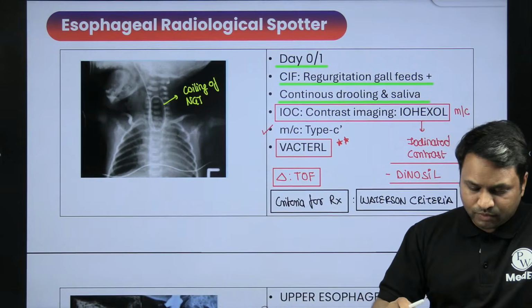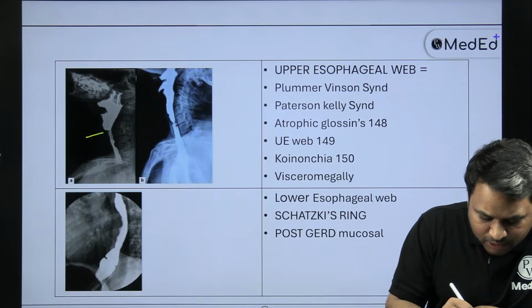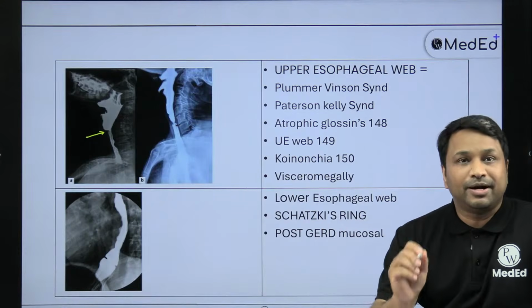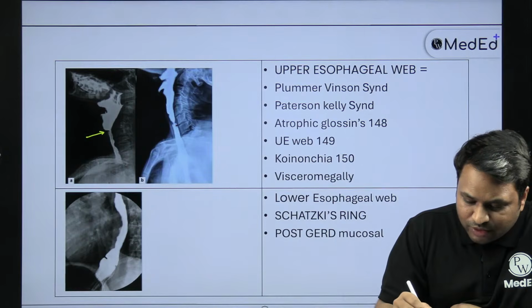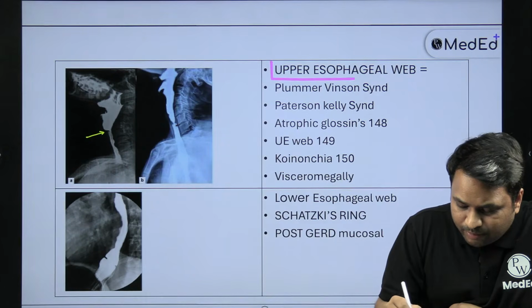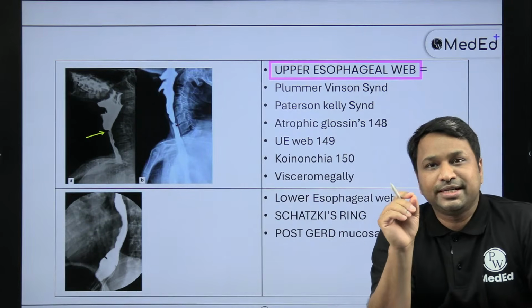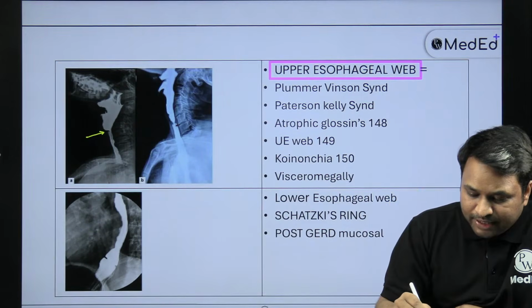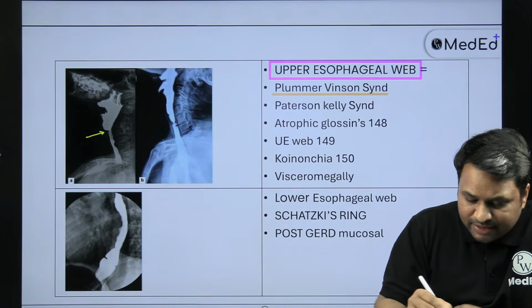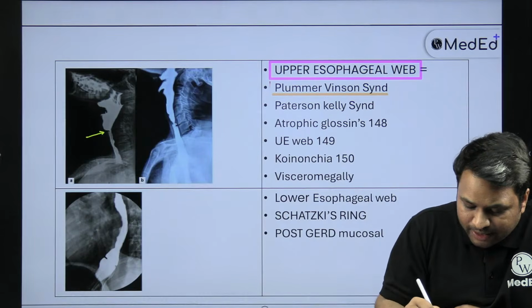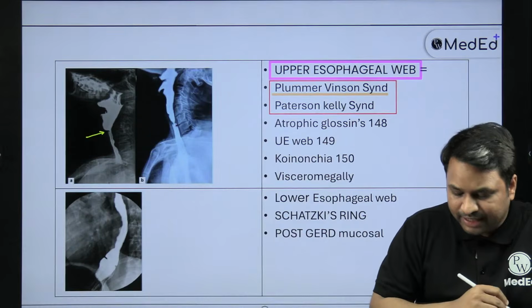All right. The next spotter that you can see is this mucosal narrowing which is present in the upper part of the esophagus. Now, if you have the mucosal narrowing in the upper part of the esophagus, this is going to be an upper esophageal web. Now, in which condition do you see the upper esophageal web? The upper esophageal web is usually seen in Plummer-Vinson syndrome. The Plummer-Vinson syndrome is also commonly referred to as the Patterson-Kelly syndrome.